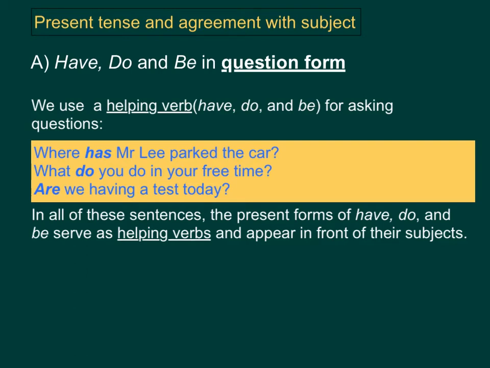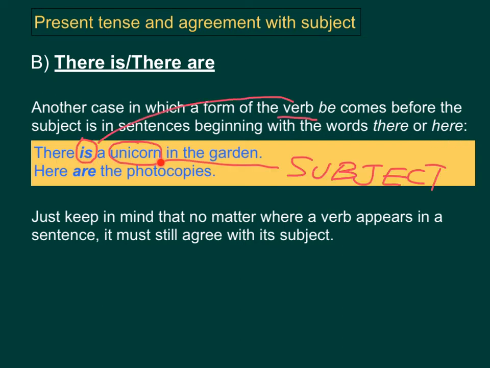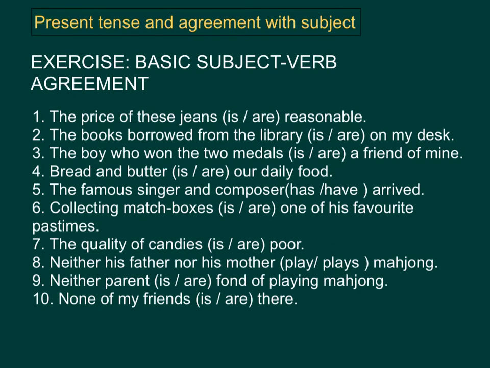front of their subjects. Another case in which a form of the verb be comes before the subject is in the sentences beginning with the words there or here. For example, there is a unicorn in the garden. Here are the photocopies. Just keep in mind that no matter where a verb appears in a sentence, it must still agree with its subject. Now, let's go over some exercises in basic subject-verb agreement.